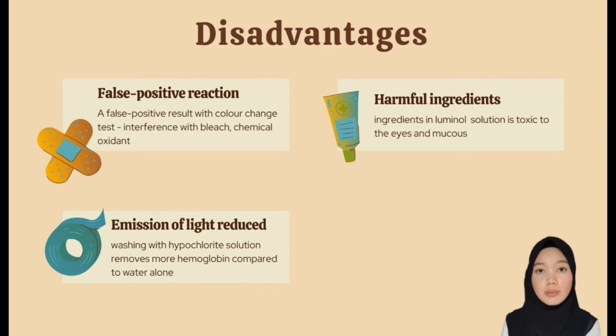including bleach, plant peroxidase, chemical oxidants such as potassium permanganate, copper, lead, zinc, iron, and even cobalt. The second disadvantage is that the clearance of the blood stain upon washing with hypochlorite solutions will remove more hemoglobin compared to water alone. As the hemoglobin concentration decreases, the emission of light by luminol also will be reduced.